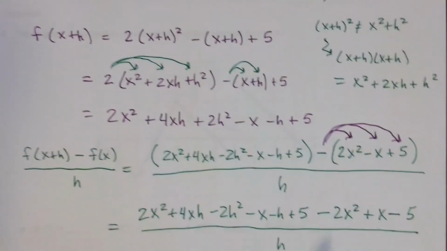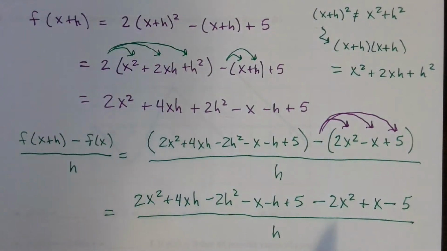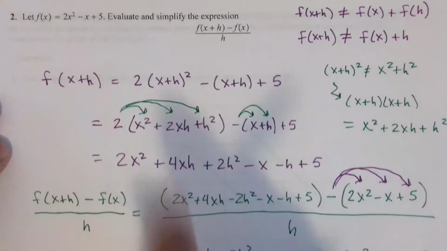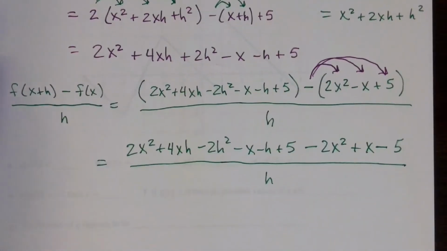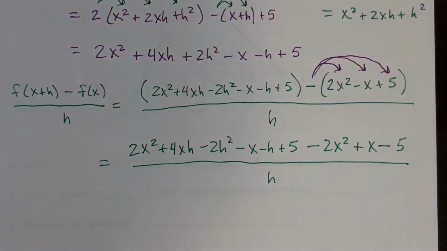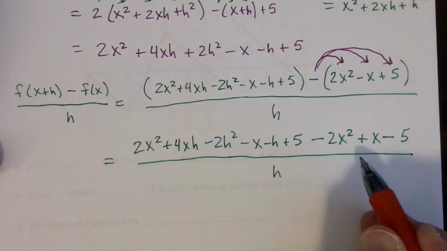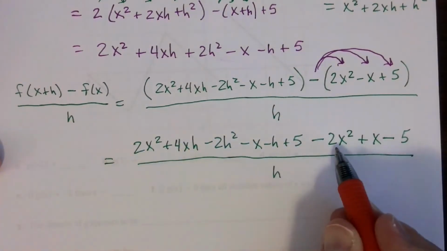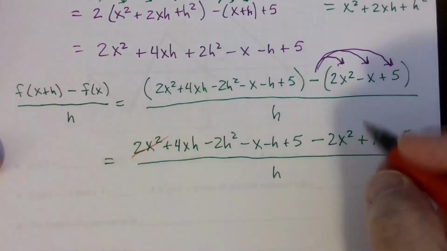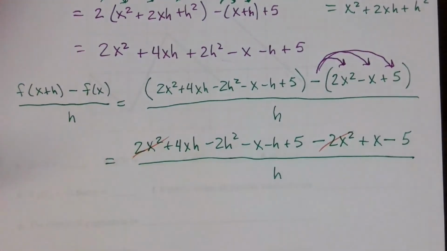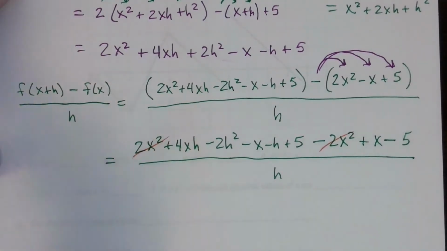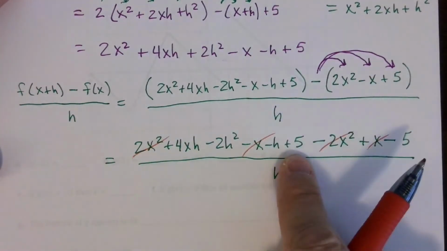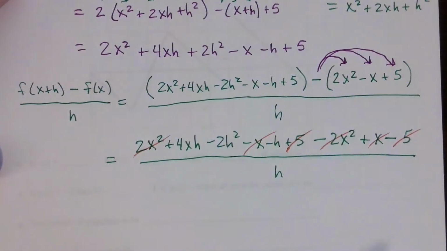Okay, so a lot going on there, and again, we've evaluated it up here. This is the evaluation, but now we simplify as much as possible. So what can we do? Take a look at the top. If you look very carefully, we have some like terms. I have a 2x squared here, and then minus 2x squared. Well, 2x squared minus 2x squared is 0, so I'm just crossing those out. I also have negative x plus x, that's 0. I have a positive 5 minus 5, that's 0. And all that goes to 0.